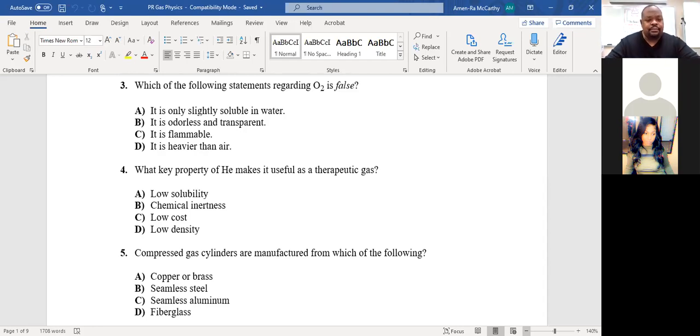All right, number 3, Ms. Shepherd. Which of the following statements regarding oxygen is false? I think A. You said it's not A. Which one is false? D. Not D. Oh, C. I'm sorry. Flammable. Oxygen is not. That was on the homework. I knew that one. Oxygen is not flammable. It just supports combustion. Okay. It is not flammable, but it does support combustion.